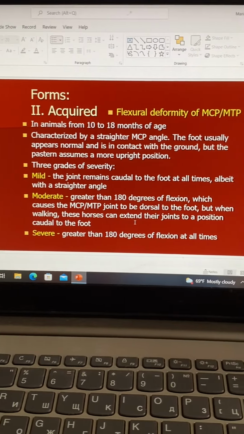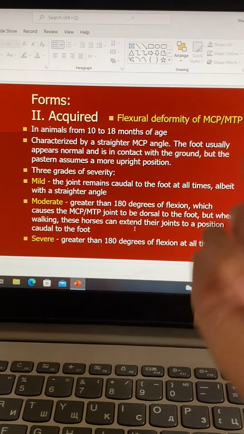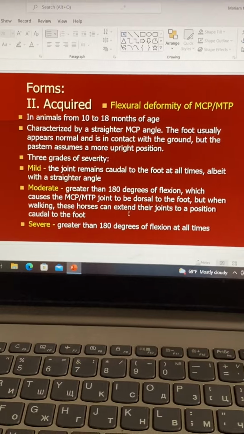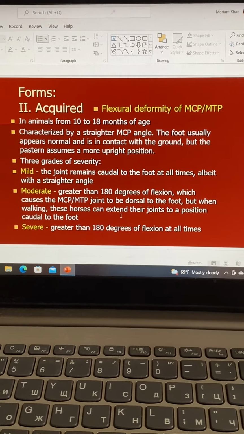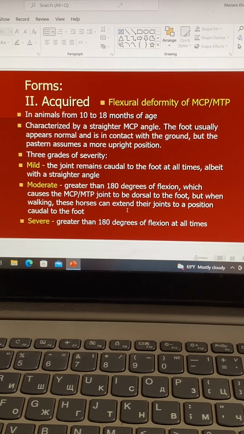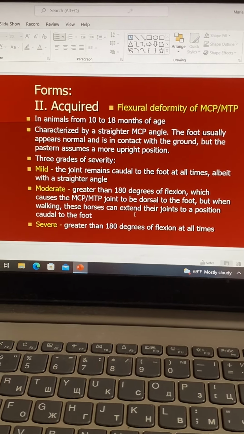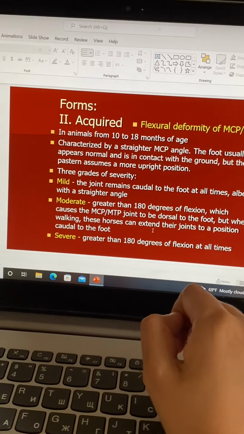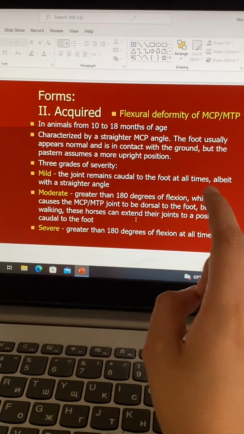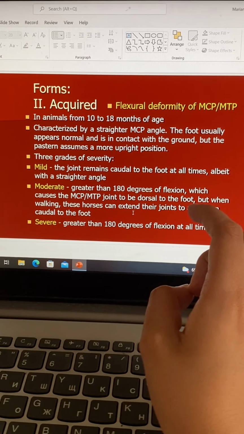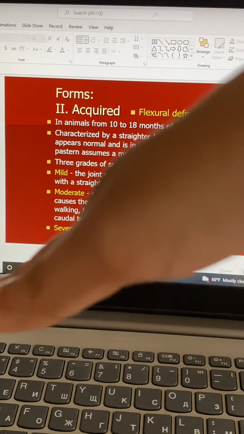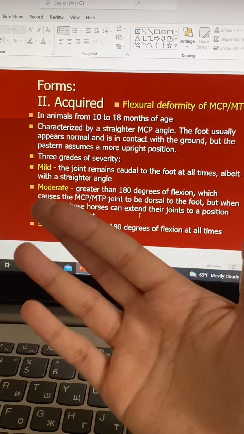In acquired cases of flexural deformity of the metacarpal, metatarsal regions, this is usually in 10 to 18 months of age, so they're usually more than a year old. It's characterized by a straighter metacarpal angle. The foot usually appears normal and is in contact with the ground, but the pastern assumes a more upright position. You have 3 forms: mild, moderate, and severe. In the mild form, the joint remains caudal to the foot at all times, so it remains behind it. It has a sort of angle, but it's straighter.